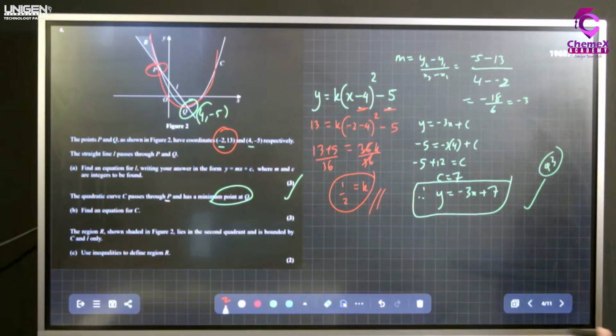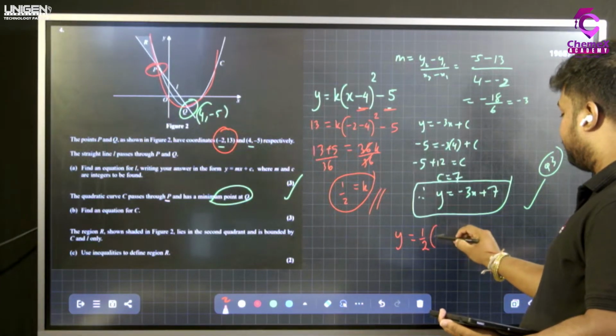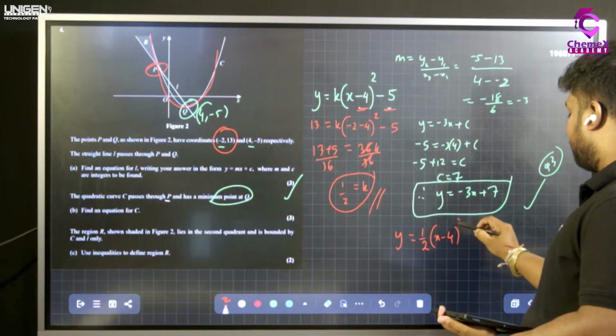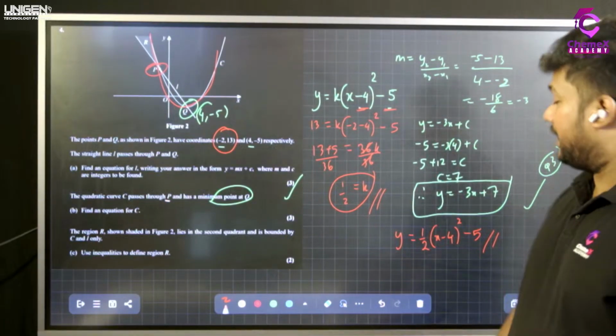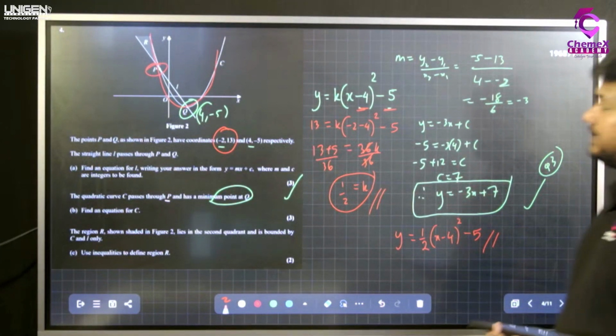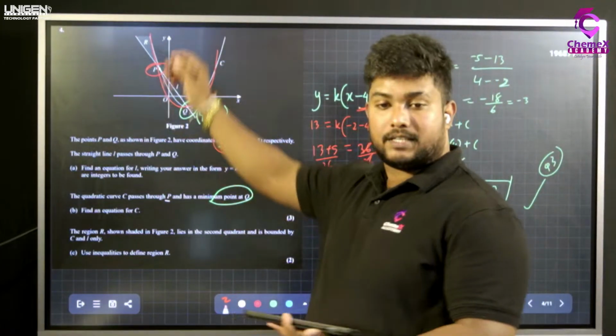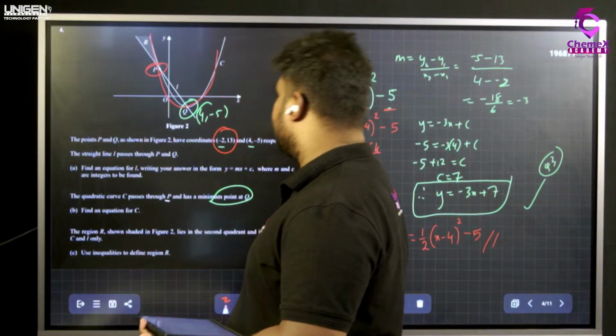Then this is not done. You need to write the equation. That's the formula of the equation. Any questions? You can expand and also write. Next, that's the U-shaped curve's equation. Okay. So next is find the shaded region.